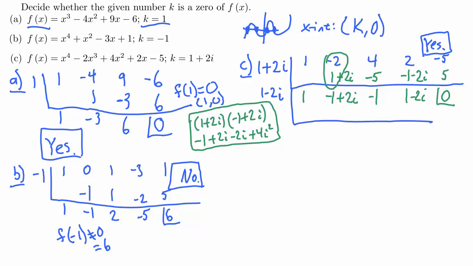Now I'm going to go ahead and do this real quick. Of course, I'm going to do it in a different color. Bring down the 1, multiply, gives me 1 minus 2i, and you should notice that that gives me 0. 0 times anything is 0. Gives me negative 1. Multiply gives me negative 1 plus 2i. Whenever you add that, that gives me 0. That's proving that 1 minus 2i is also a 0 of this f of x.